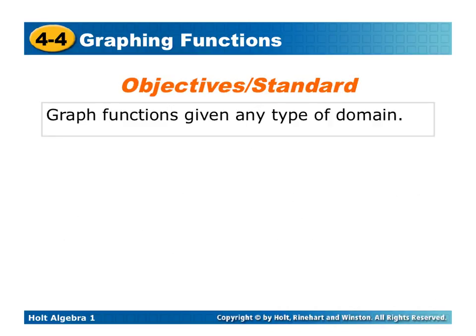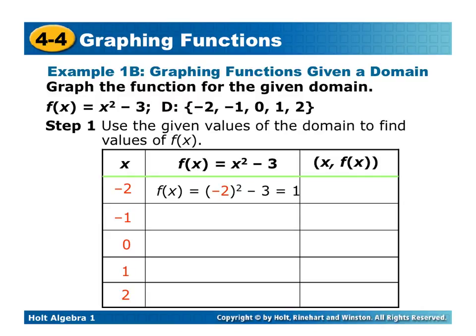So in today's lesson, really what we're looking at, and the reason that we're doing that warm-up, is we are learning how to graph functions given any type of domain. So in our first example today, we are given the domain negative 2, negative 1, 0, 1, and 2, and we are putting it into the function f of x is equal to x to the second minus 3. So here, when we put this in, our x value is the domain, remember, and in this case negative 2 to the second power was 4, minus 3 was 1, so our ordered pair would be negative 2, 1.